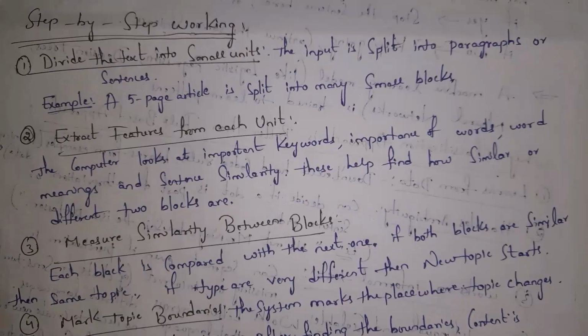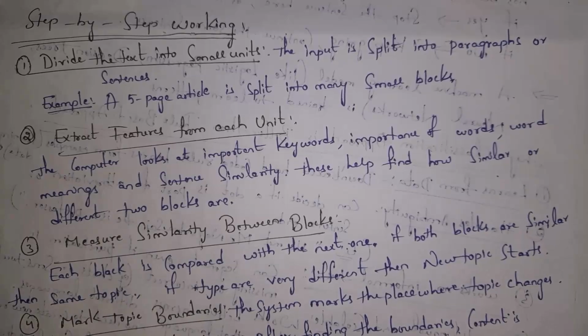These are various steps of how an NLP model will divide a long document into various topics. And the first one is to divide the text into smaller units. As for example, let's say I wrote a 5-page article. Now I will split this article into many small blocks that are nothing but many small paragraphs. So in step 1, our input is split into paragraphs or sentences.